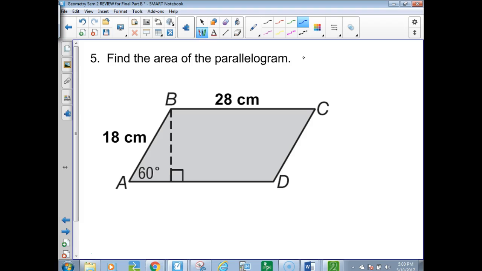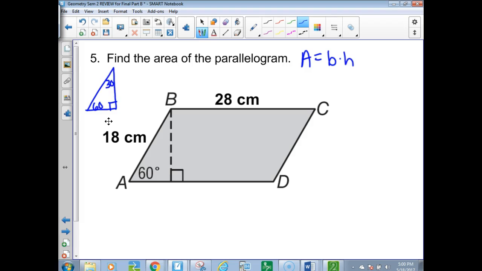Number 5. The area of any parallelogram is simply base times height. For whatever reason, students start to divide by 2, and I think it's because they see a triangle right here. I'm really not too sure why that's happening. However, we need to use our special right triangles pattern that we've discussed many times here.